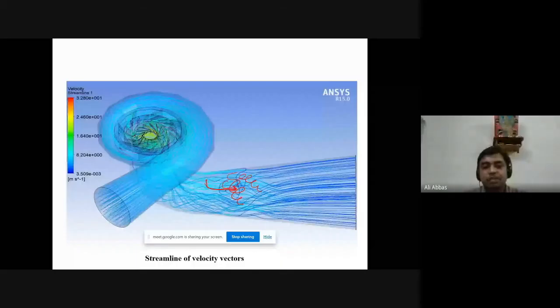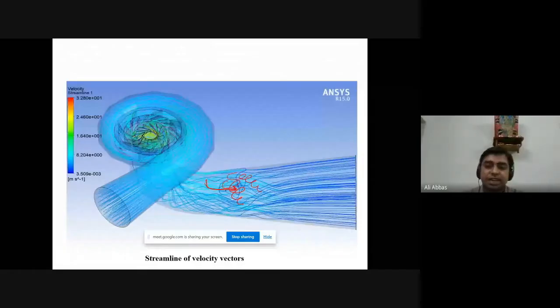So I basically focused on this part, and I redesigned this part, and I proposed a new profile of the draft tube.